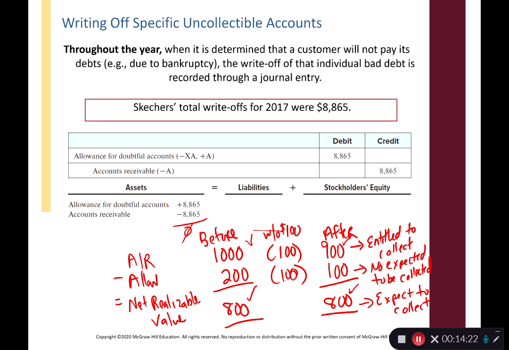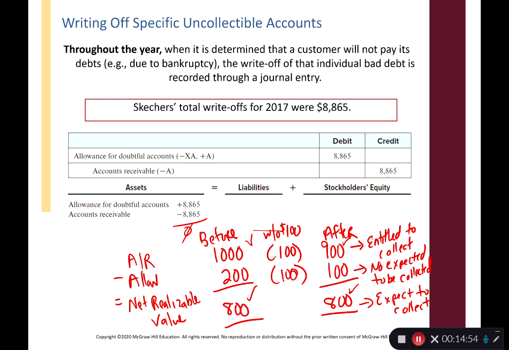Please note, I don't want to confuse you, the numbers I used at the bottom were just for simplicity purposes. I made them all up. I didn't use the amounts that are included up for Skechers because that would make the math too challenging for my brain. But the bottom line is it has the same impact. When we write off the amount for Skechers, there's no net effect. All we're doing is taking it out of the allowance account, which is our estimate, and making it a reality by taking it out of the receivable, because now I know which customer isn't going to be able to pay.